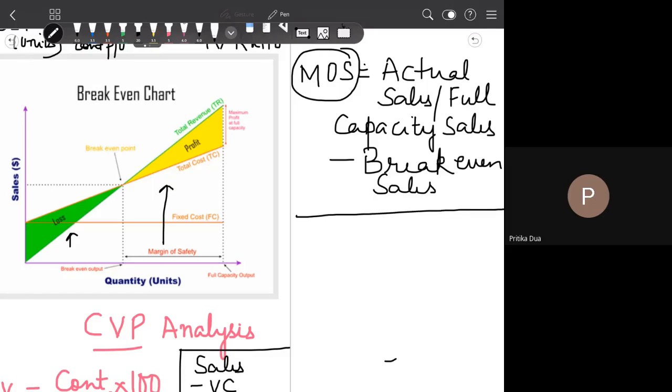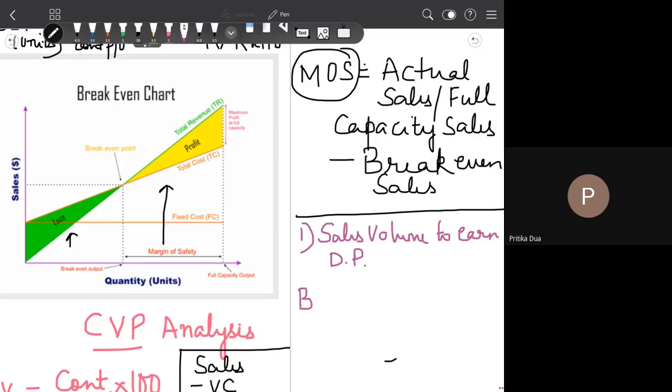A couple of other concepts which are related to break-even chart. First is, say you need a desired profit and you need to calculate what sales volume will ensure that desired profit. So sales volume to earn desired profit. DP is desired profit. So that can be calculated in units. You can also calculate the sales value for that.